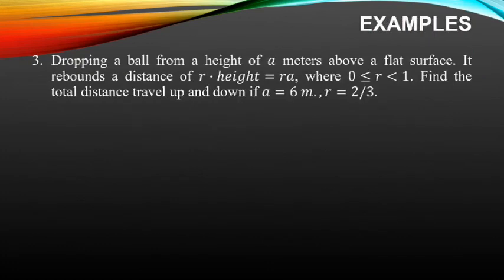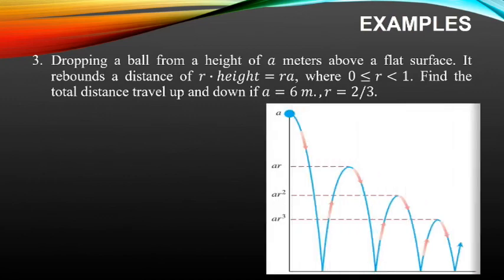Another example, number 3: dropping a ball from a height of a meters, so the height, a, is a variable, above a flat surface, it rebounds a distance of r times the height, which is equal to r times a, where r is from 0 up to less than 1. So 0 is less than or equal to r, less than 1. Find the total distance traveled up and down if a is equal to 6 meters and r is equal to 2/3. So dropping a ball from a height of a, so the distance from the ground is a, it bounces back and rebounds with the distance of a times r. So height times r.